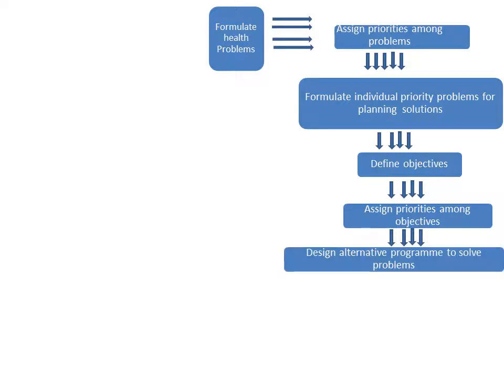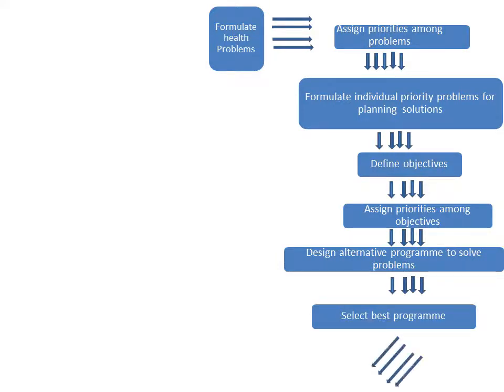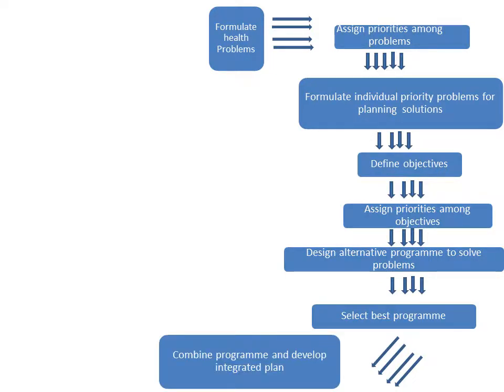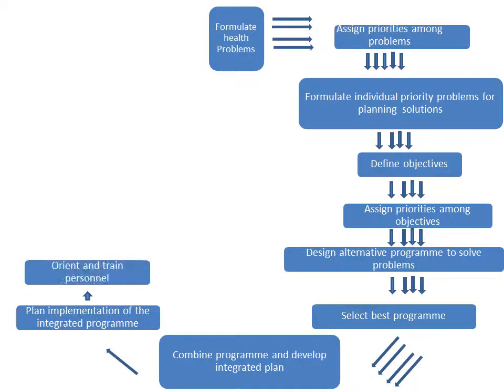For each priority objective, alternative programs are to be assessed and the best one chosen for each disease. So select the best program for each disease. This one program for each disease is combined into a national integrated plan for health development. Now this integrated plan is then initiated and implemented, which involves orienting and training the personnel and initiating the program, that is, initiating the treatment or control, whatever is in the write-up for each in the integrated plan.